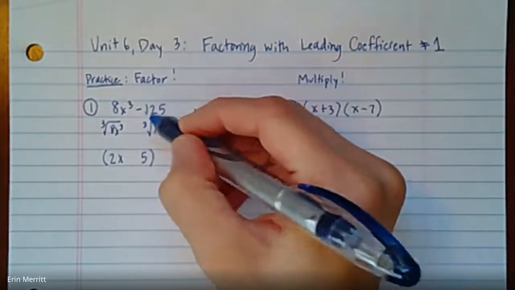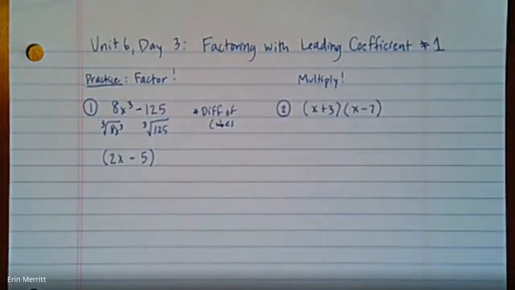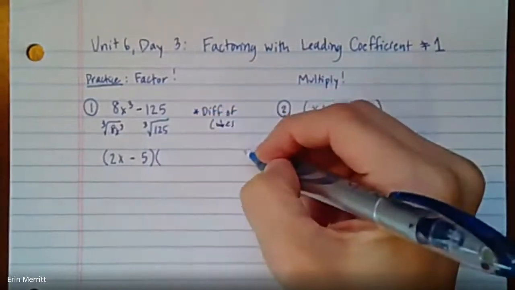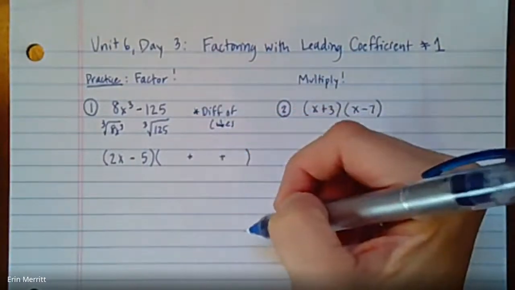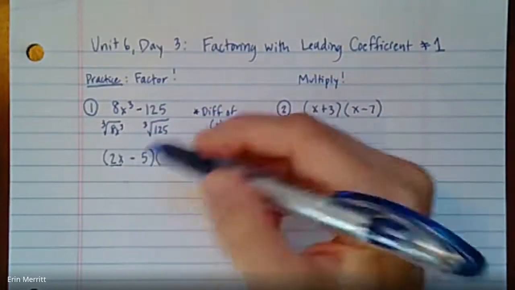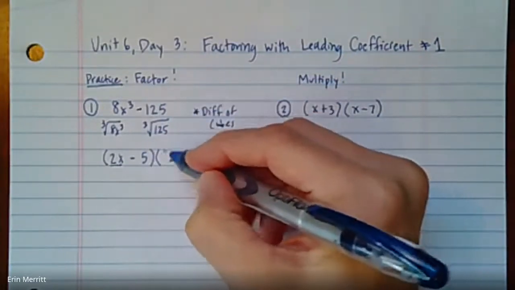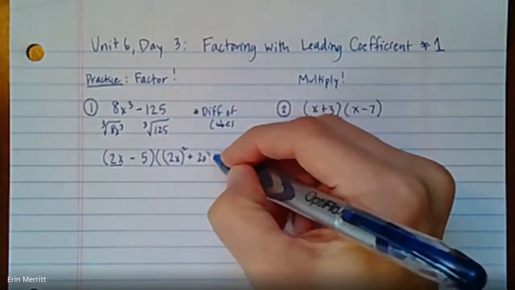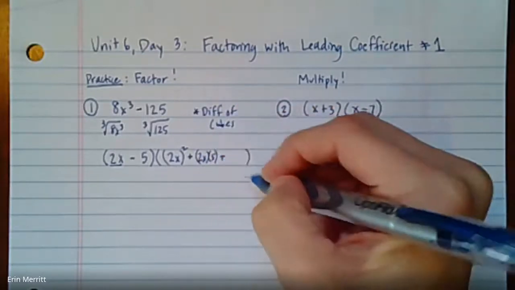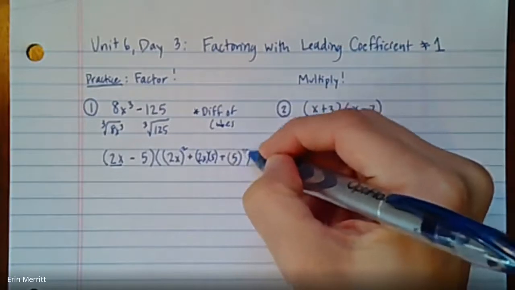Because it's subtraction, we keep the minus sign in the first parenthesis, which means when I go to the second parenthesis, I'm going to have plus and plus. All right, it's the first term squared, so 2x, that quantity, squared. The product of the two, so 2x times 5. And then the last term squared.